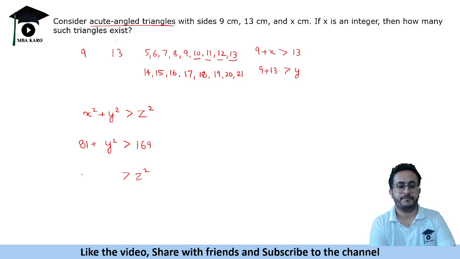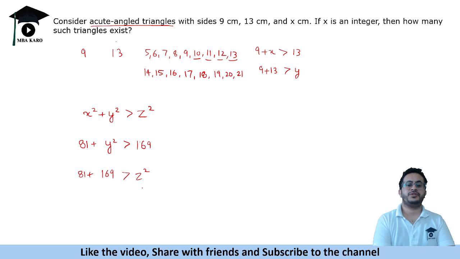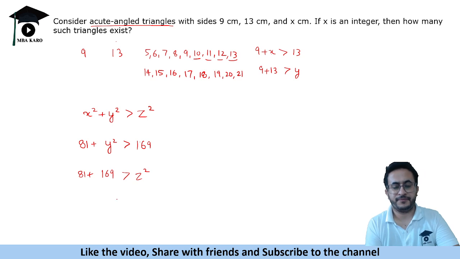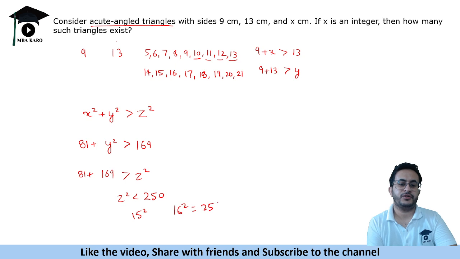Now the second case is we take the longest side to be the third side, so let's say z square should be less than 81 plus 169, that is 250. So z square should be less than 250. That means we can go up to 15, because 16 square is 256, so we can go up to 15. So we have 1, 2, 3, 4, 5, 6 such triangles.